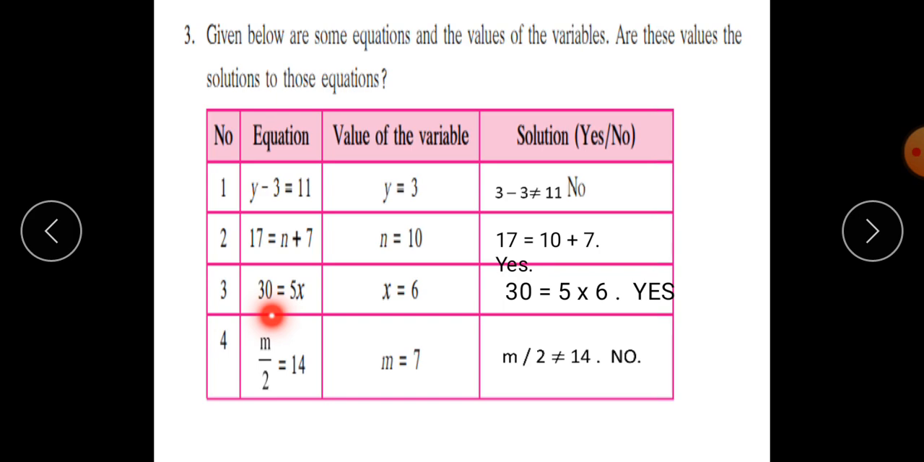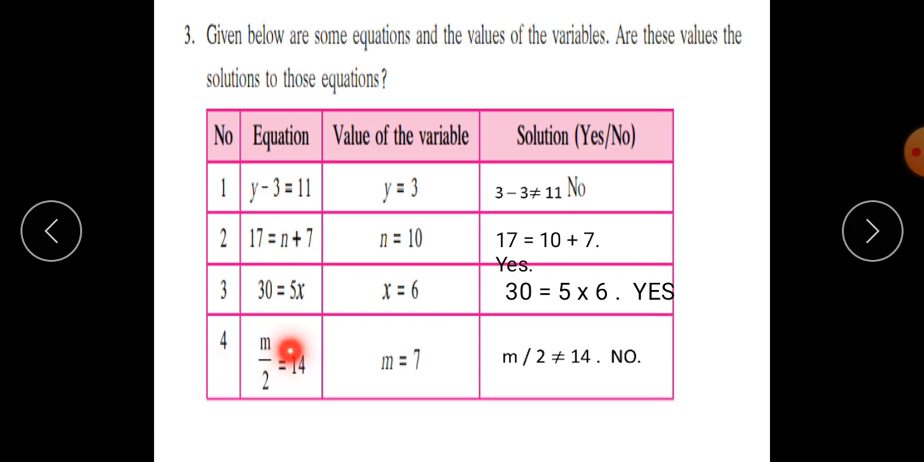Number 3, 30 is equal to 5x. The value of x is given as 6, and when we place the value of x in place of x, that is 30 is equal to 5 into 6, then we get the number 30, because 5 into 6 is equal to 30. Therefore both sides are equal, and therefore we say yes, x is equal to 6 is the value of the given variable for the equation.